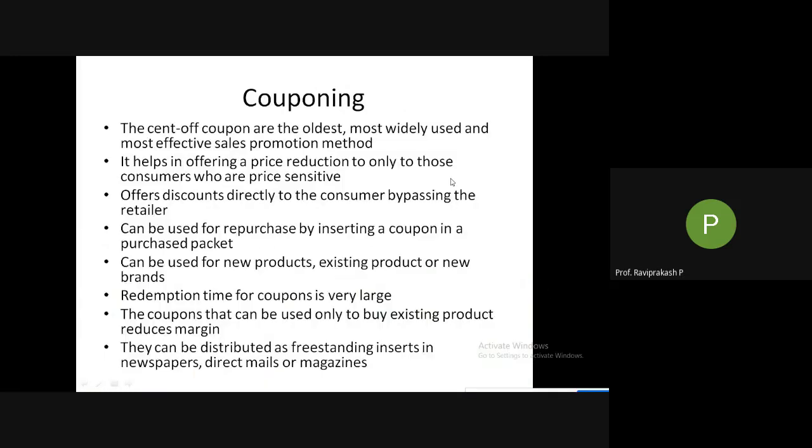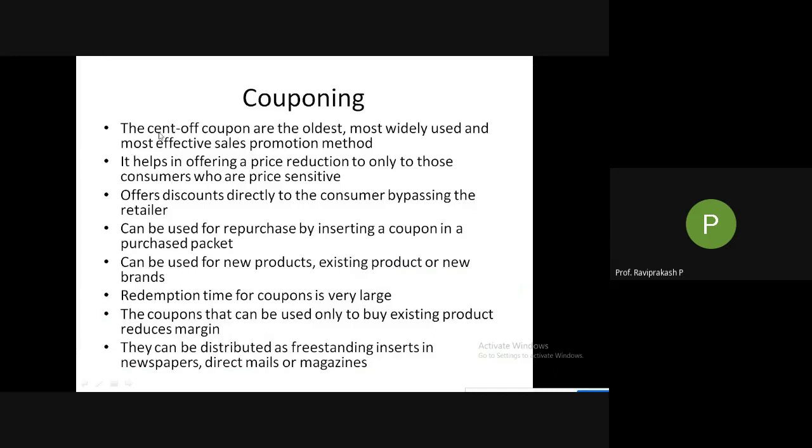Then comes couponing. What is couponing or coupons? Cent-off coupons are the oldest, in the sense that earlier in many other countries, and here we have international examples too, they used to give 1 cent off, like a paisa. Cents are still used there, though here we are not using paisa. That was the earlier coupon when it came into the market. So it is very popular, and the oldest, as I told you.